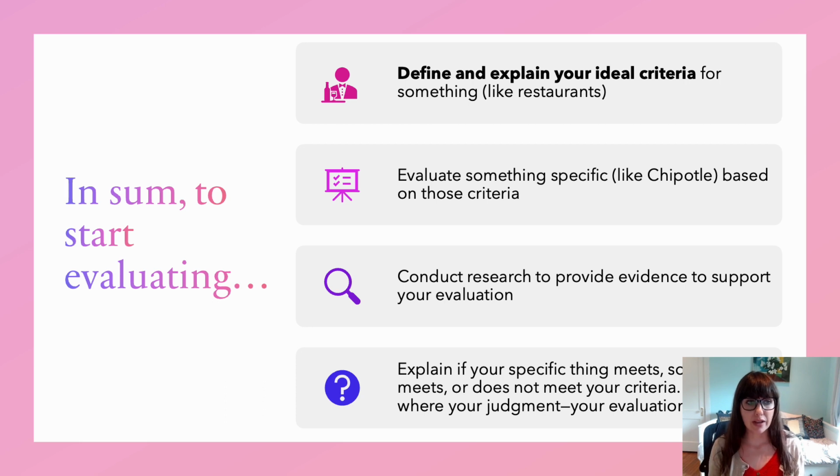In sum, to start evaluating, after picking a topic, the first thing you need to do is define and explain your ideal criteria for something. Then evaluate something specific based on those criteria. Conduct research to provide evidence to support your evaluation, and then explain if your specific thing somewhat meets, or doesn't meet your criteria. That's where your judgment or your evaluation comes in.